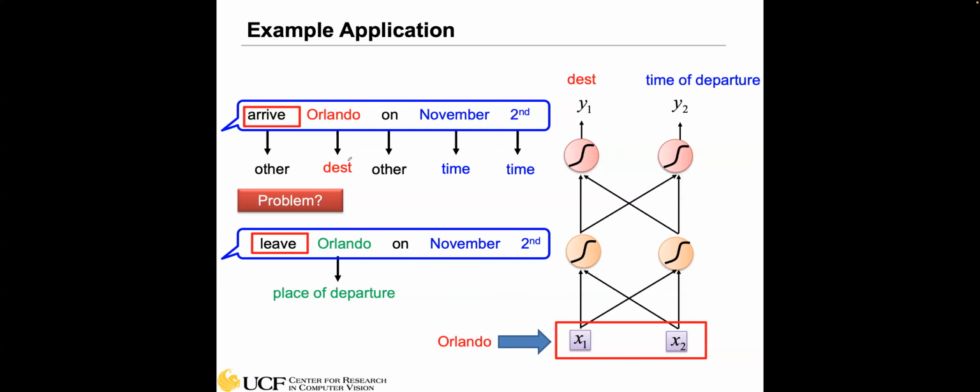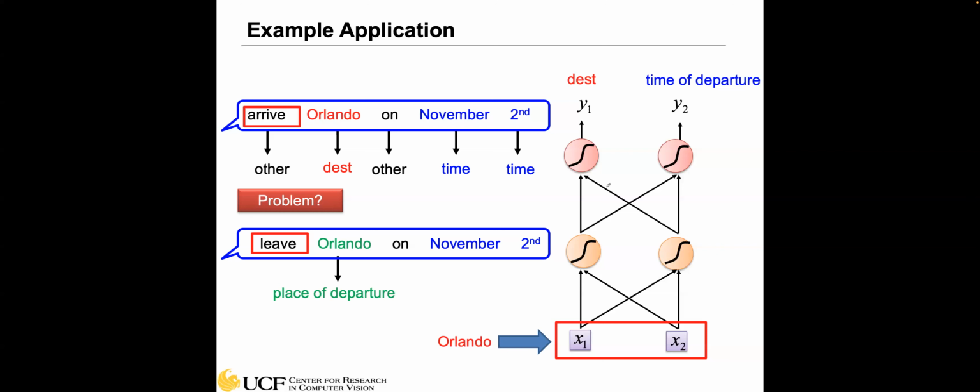But if you train this system, the same input will give you the same probability. You cannot say that for somehow this input gives you place of departure. If you train it to predict Orlando or other places as the destination, then with the same input there's a high chance you still classify it as a destination. So the problem is that there's no context involved. You process each word one by one, and no context information has been injected into the input.